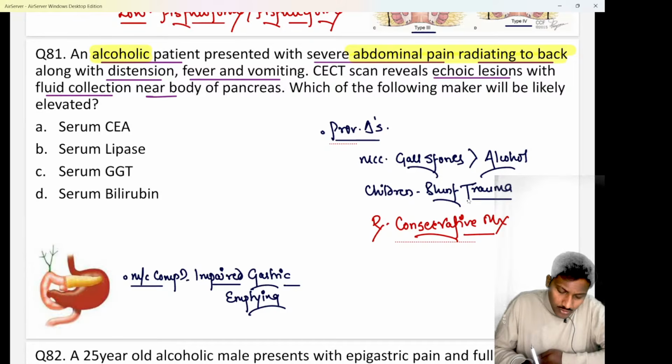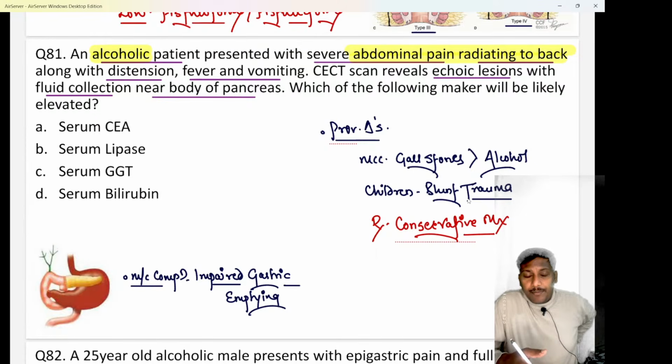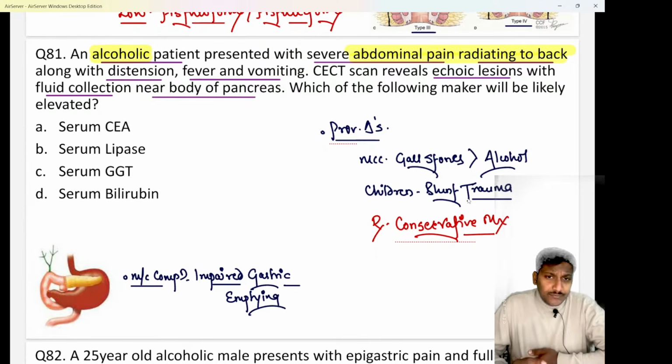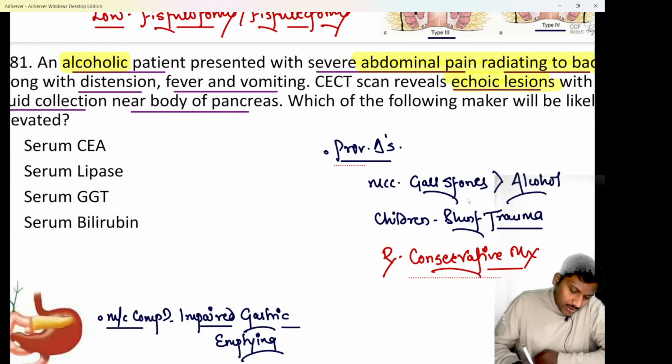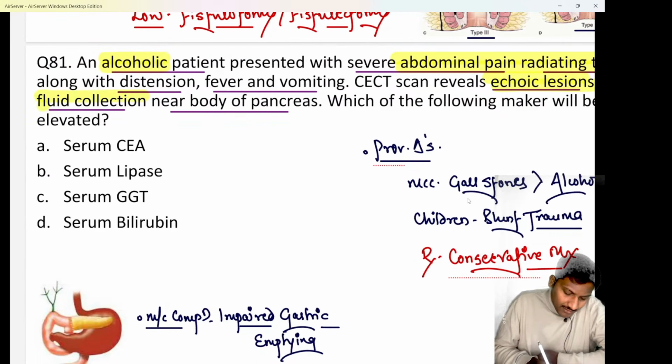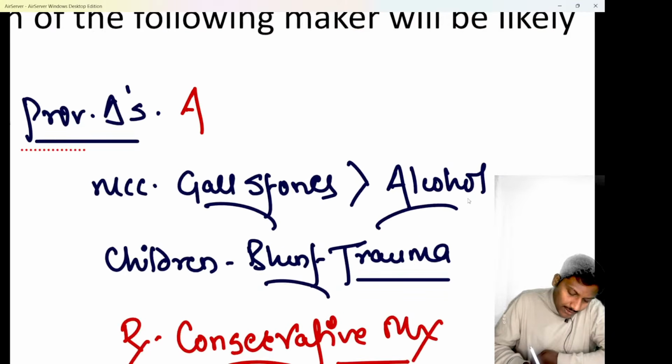So I hope all of you are aware what the diagnosis is more likely going to be. Alcoholic patient having epigastric pain radiating to the back. This pain worsens when the patient lies supine, and is relieved when the patient bends forwards. A classical feature. And we know echoic lesions are seen on CECT with fluid collection near the body of pancreas. So it is nothing else but acute pancreatitis. The classical diagnosis is acute pancreatitis.